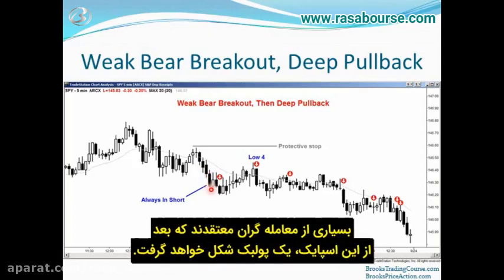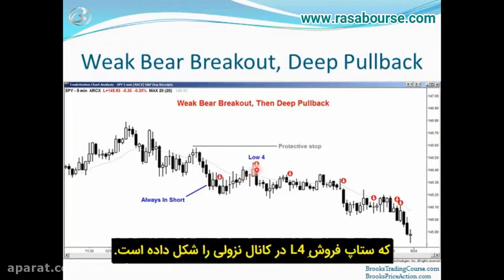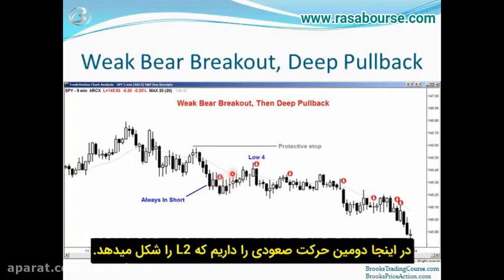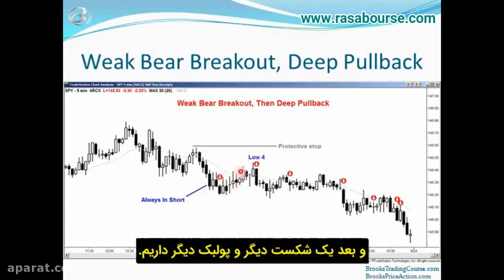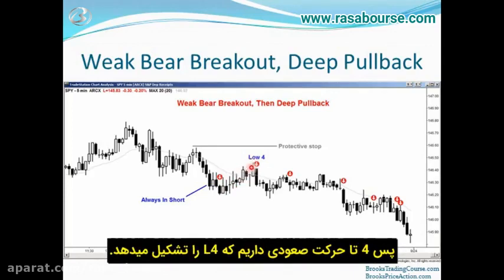A lot of traders will assume that this bear spike will be followed by a pretty good pullback. And here the market rallied for about 10 or 15 bars. And it in fact formed a low four short in a bear channel. We had a push up here, okay, so that sets up a low 1. We had a second push up here, sets up a low 2, did not trigger. Then we had another breakout, a pullback, and a second breakout. So 4 pushes up, that makes it a low 4.